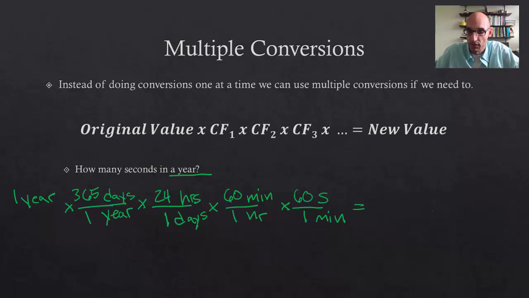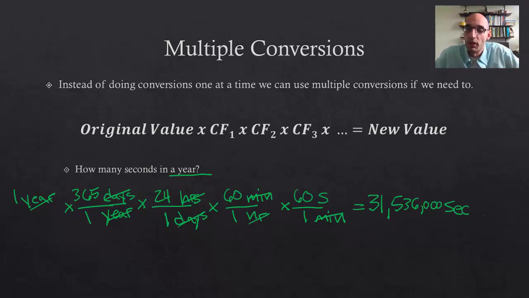And that should leave us with seconds. Let's check. Year, year, day, day, hour, hour, minute, minute, and that's going to leave us with seconds. So if we multiply that all out, 1 times 365 times 24 times 60 times 60, what we find out was 31,536,000 seconds.